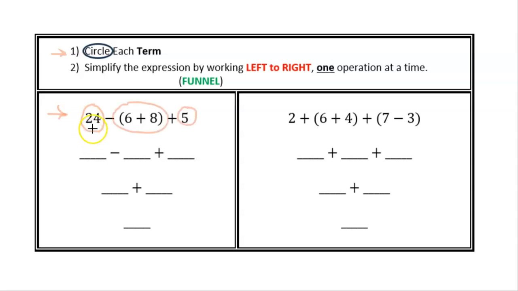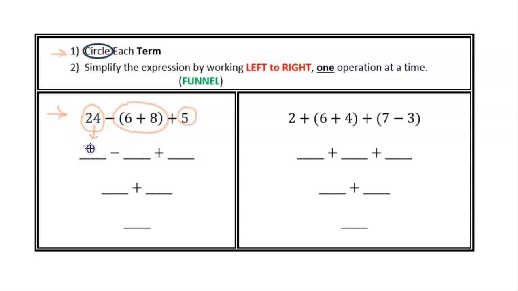So 24 is a term. The group 6 plus 8 is one term. And 5 is a term. Okay, now that we've identified the terms, we need to figure out what to take care of. So we're just going to work left to right, looking at each term to see what we can do. Work each term left to right.